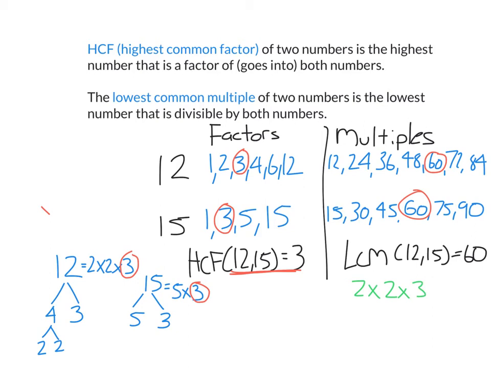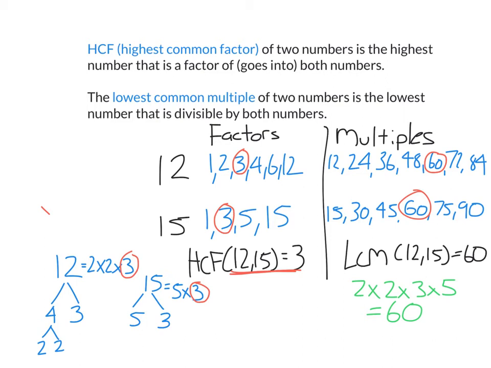So I'm going to also times by 5. I don't include this second 3 because I've already included the 3 over here. You don't repeat things that are in both lists. So the lowest common multiple is 2 times 2 times 3 times 5, which gives us our answer of 60.